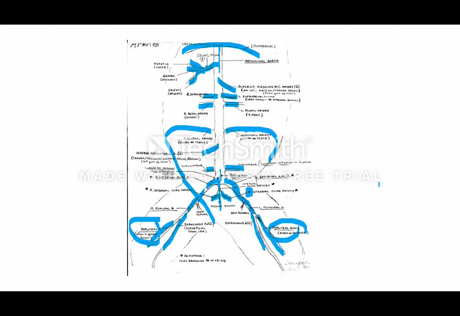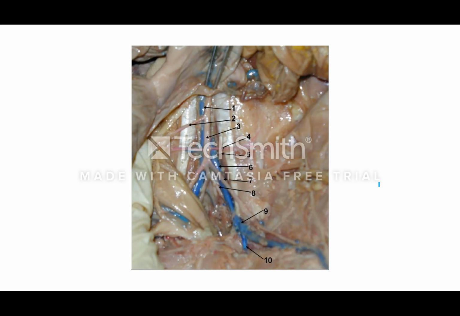For your exam, you will be required to tell us if it is left or right, and if it's an artery or vein. You can use L or R for left or right, respectively, and A or V for artery or vein, respectively.